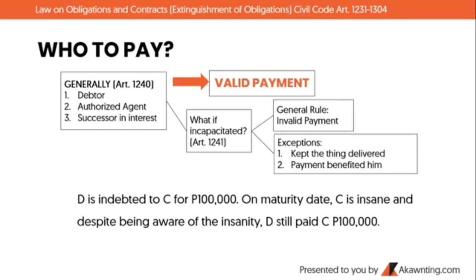Such benefit to the creditor need not be proved in the following cases. So ayan, 1, 2, 3, yan yung binanggit natin kanina, in-explain natin kanina. Example. Dun pa rin tayo sa who to pay. Example, D is indebted to C for 100,000. On maturity date, C is insane. So ito yun, na example natin kanina. And despite being aware of the insanity, D still paid C 100,000.